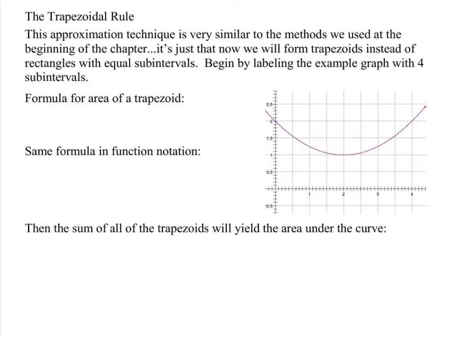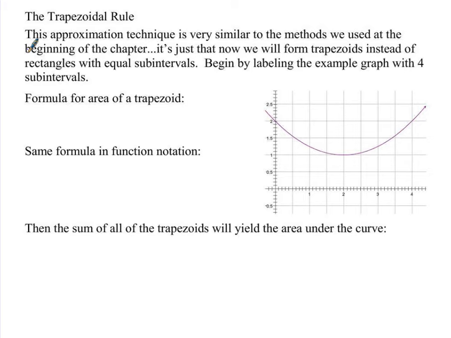The trapezoidal rule is kind of an intuitive one once you remember what a trapezoid looks like and what the geometric formula for the area of a trapezoid is. And this one is the one that pops up on the AP exam most of the time. So it's very similar to the methods we used at the beginning of the chapter. It's just that now we're finding the area of a trapezoid instead of the area of a rectangle.